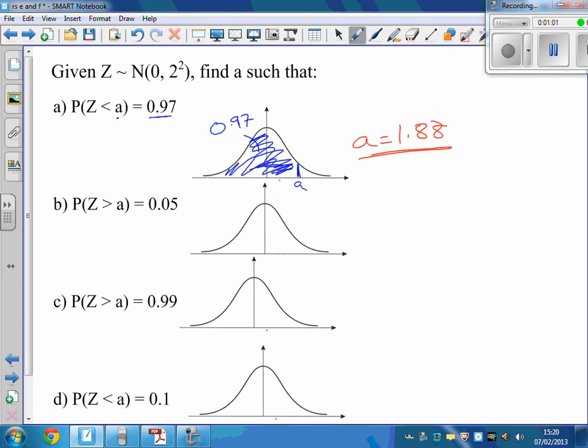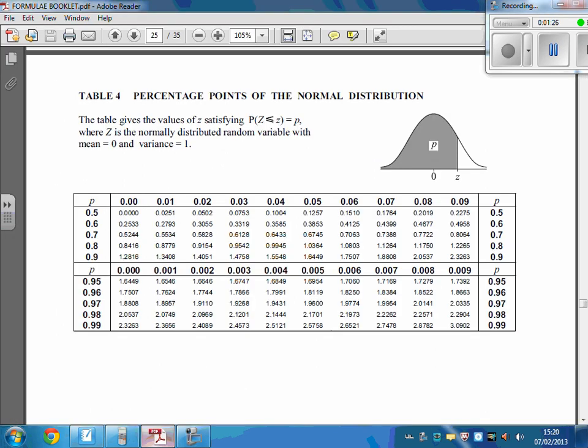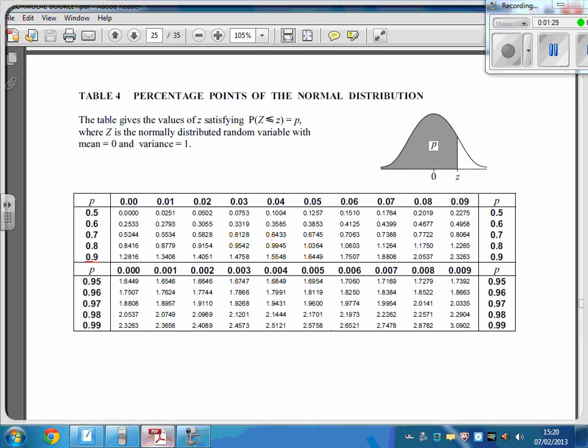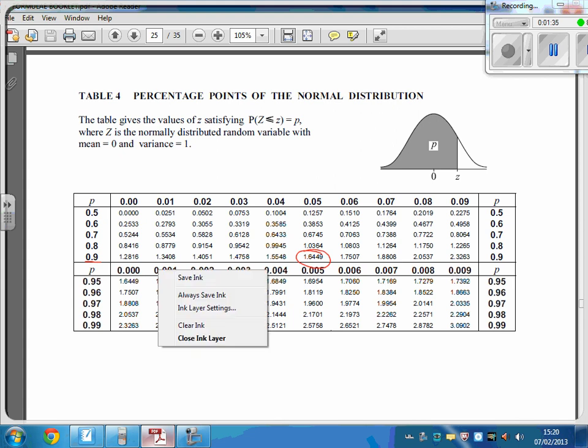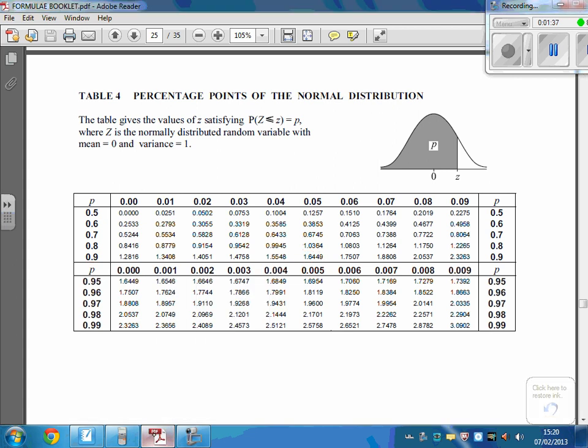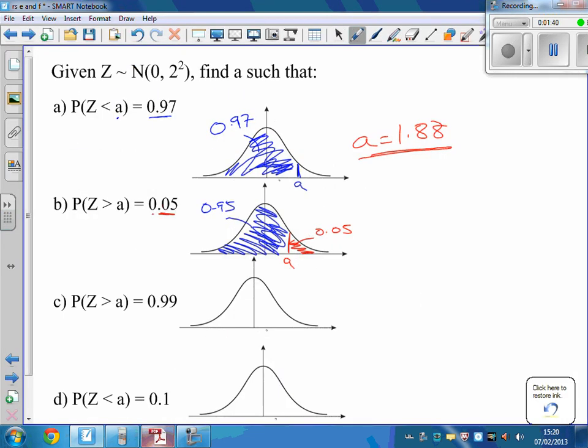Now this time it says I want a very small value, 5%, to be bigger than A. So it's a very similar picture. Here's A, and this bit here is going to be 5%. Now those tables again were less than tables. So we want to look at what this value here is going to be. All of that is going to be 95%, and so the value I'm looking at this time is 0.95. Bringing it up here, 0.95 is this value here, 1.64. 1.64 is the value of A in this one here.